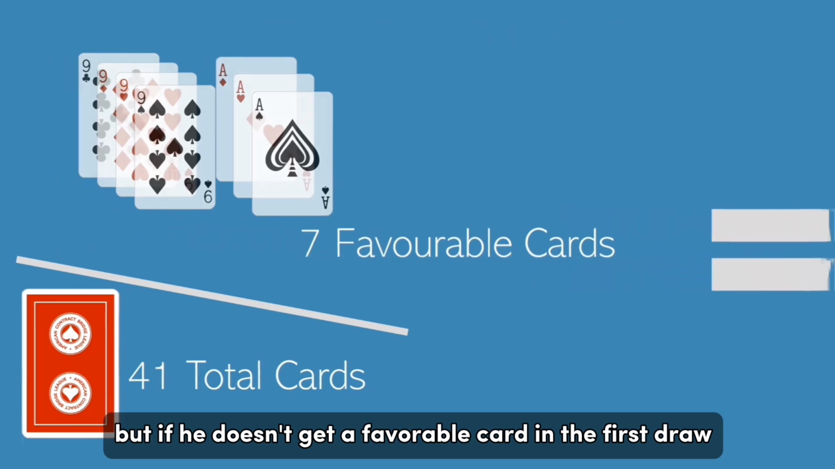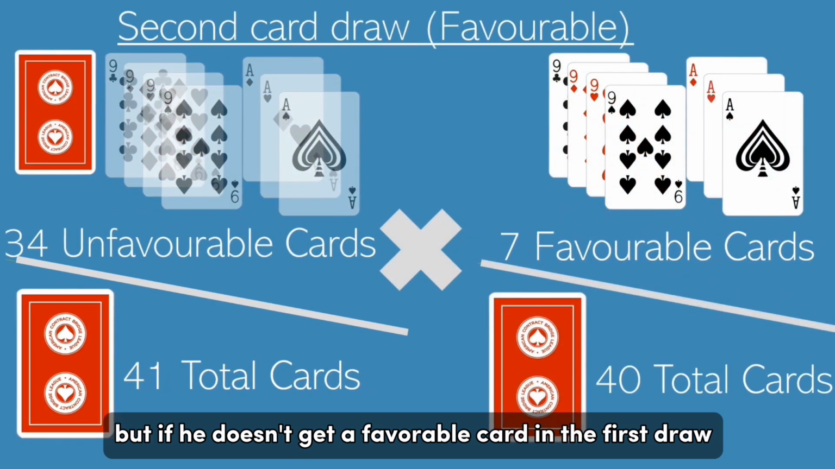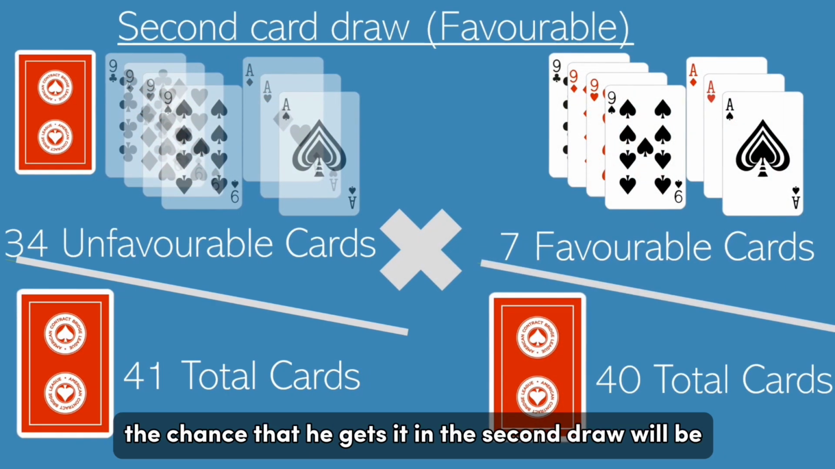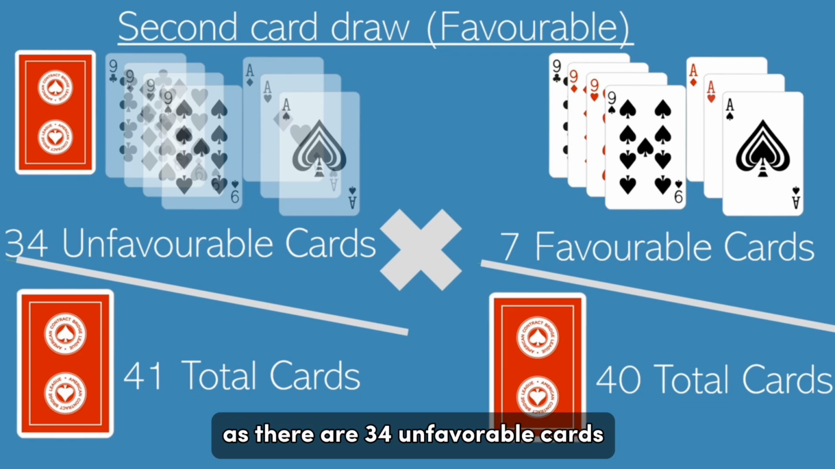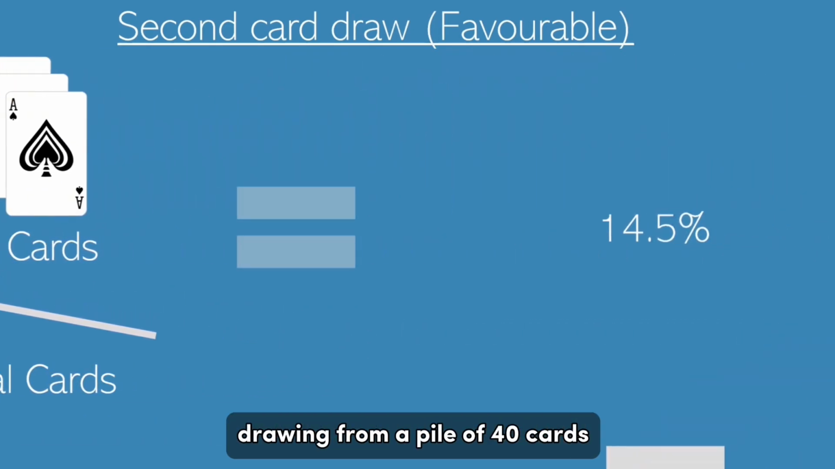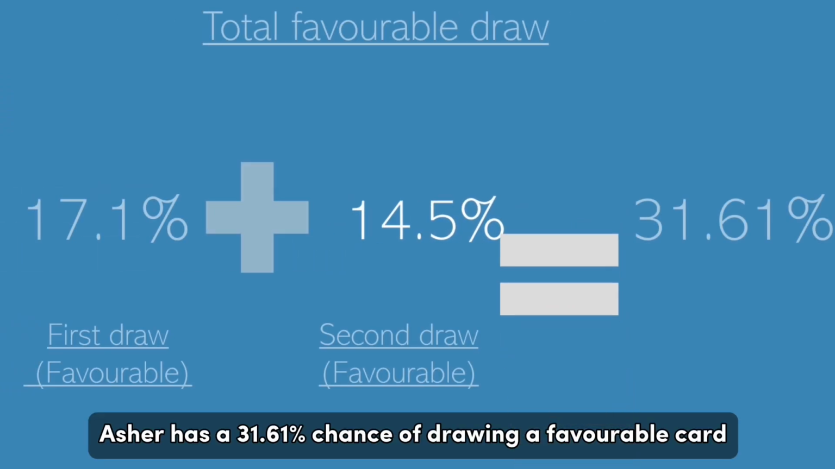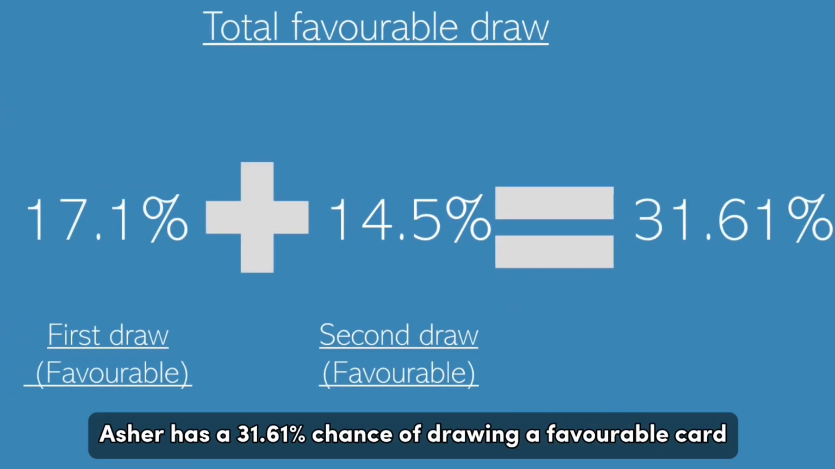But if he doesn't get a favorable card in the first draw, the chance that he gets it in the second draw will be 34/41 multiplied by 7/40, as there are 34 unfavorable cards, and the second draw will be drawing from a pile of 40 cards. Asher has a 31.61% chance of drawing a favorable card next.